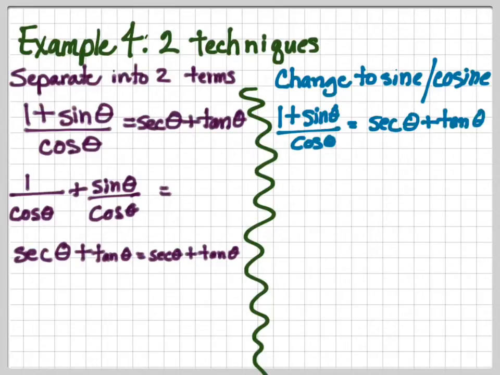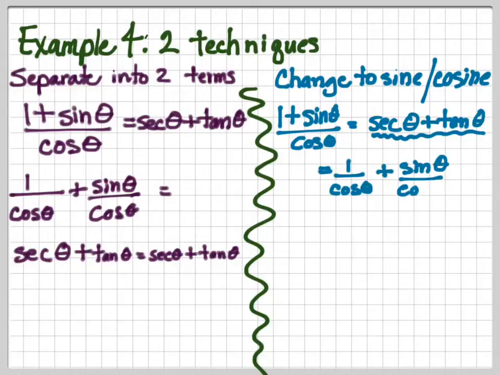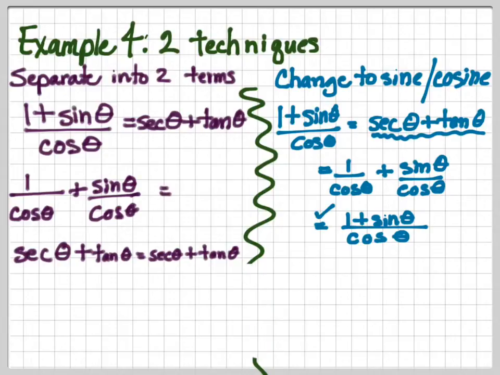On the other side, if I want to do it changing everything to sine and cosine, start off with my 1 plus sine theta over cosine theta equals secant theta plus tangent theta. And now I'm going to manipulate the right-hand side by changing everything to sine and cosine. So this will be 1 over cosine theta plus sine theta over cosine theta. And I have a common denominator, so that's going to be 1 plus sine theta over cosine theta. And that gives me the answer that I'm looking for.